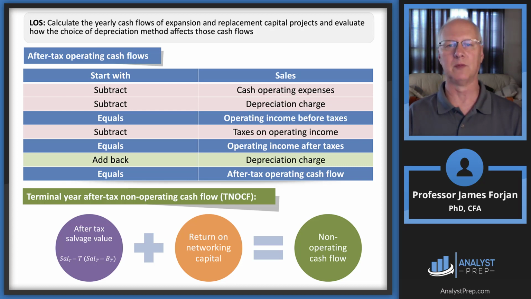We'll subtract out depreciation expense, and that gives us some measure of operating income. We could call that EBIT, right? Then we'll take out the taxes, and then we'll add back depreciation, because remember, up there, when we subtract out depreciation, it is a non-cash expense used solely to lower the tax liability. So in order to get the true sense of cash, we need to add it back. And that gives us our after-tax operating cash flow down on the bottom right.